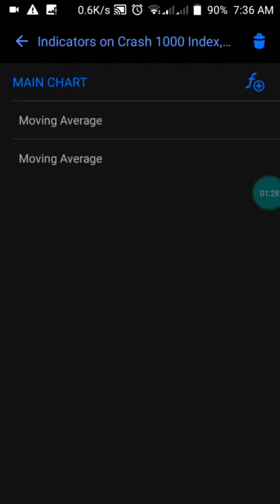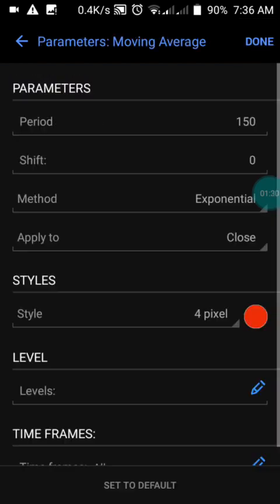Then you click another button that is going to show you another moving average. On the period of 150, we have the shift of 0. We have method to be exponential. We apply to close, and we have red as our color here. And then you press on done.